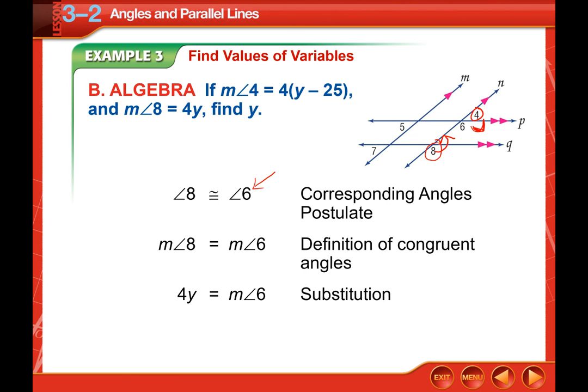Okay, so this is 8 on the correct side. Angle 8 is congruent to angle 6 because of the corresponding angles postulate. They're both on the same side of the transversal and are parallel lines. Okay, so their measures are congruent, and I can substitute in for 6 this expression for y.